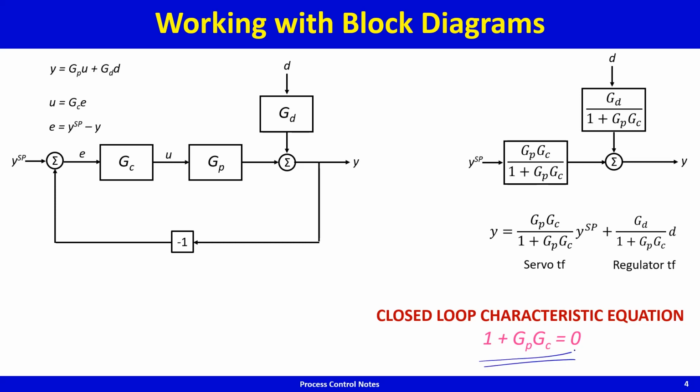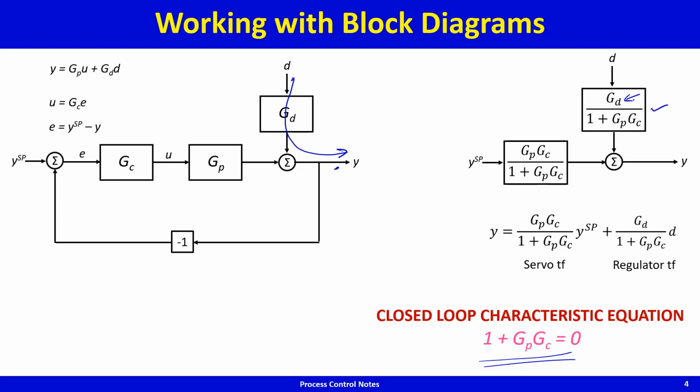Now, to simplify the algebra, can we come up with a rule? The rule is very simple. Let's say we are looking at the disturbance to y transfer function, which is this guy. How do we get this? This is the input, this is the output. I go in the forward path from the input to the output. There's only one transfer function that I encounter, that is GD. That goes in the numerator.